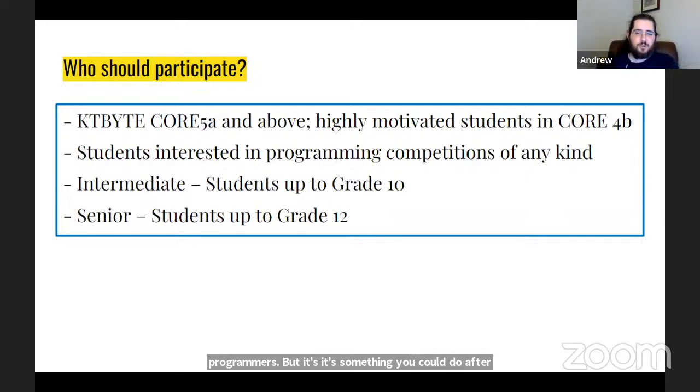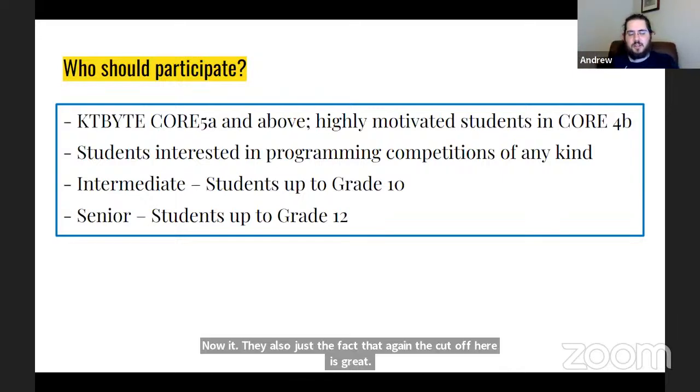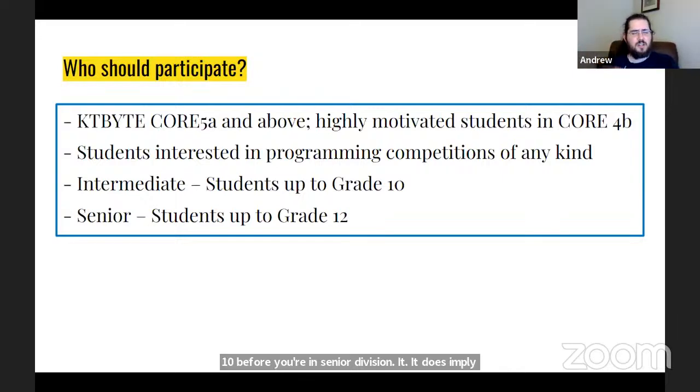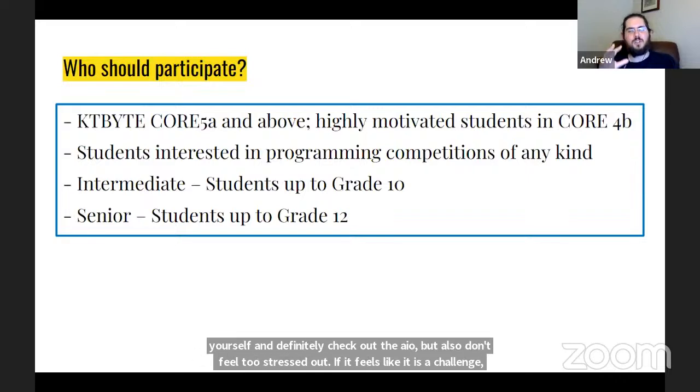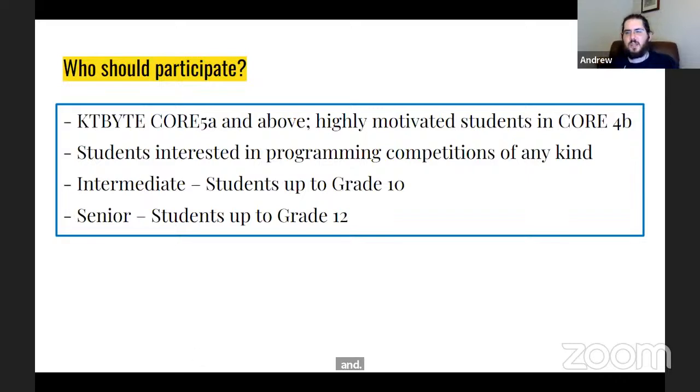Now, the fact that, again, the cutoff here is grade 10 before you're in senior division, does imply that if you're someone who's already in the core 5 classes and you're in middle school, maybe going into 8th grade or something like that, you're definitely ahead of the game. You're ahead of where many students are, even students doing these sorts of competitions. So you should be really proud of yourself and definitely check out the AIO, but also don't feel too stressed out if it feels like a challenge and you have to get used to this high school level of challenge for these things.